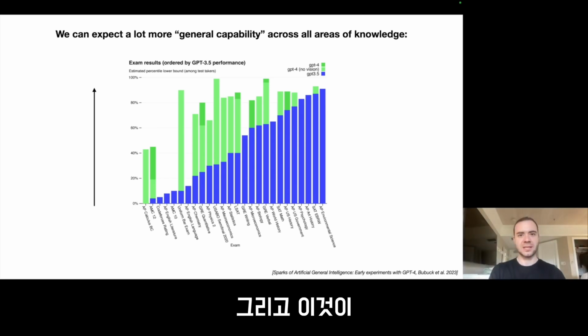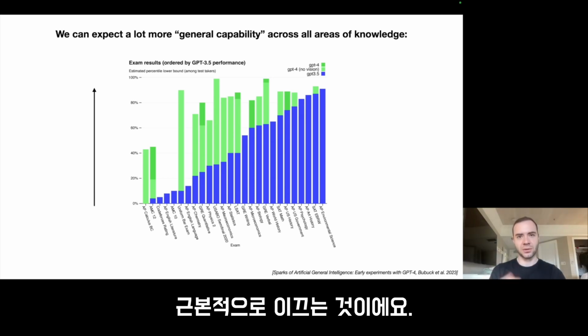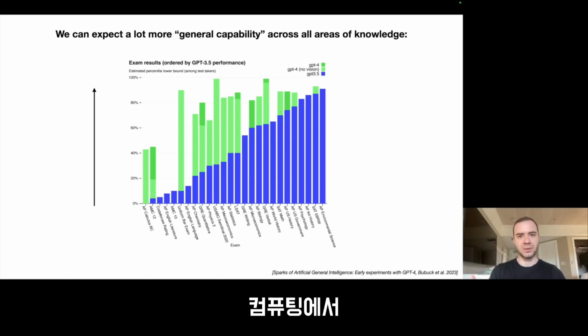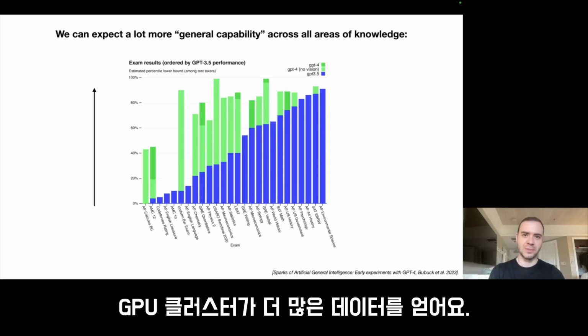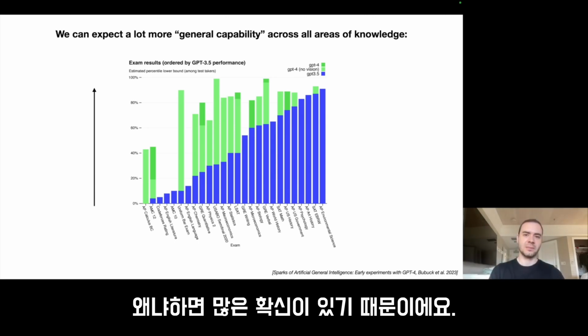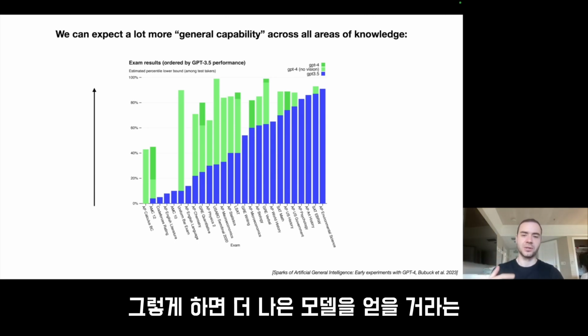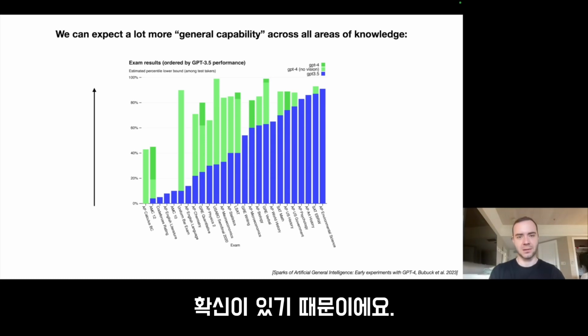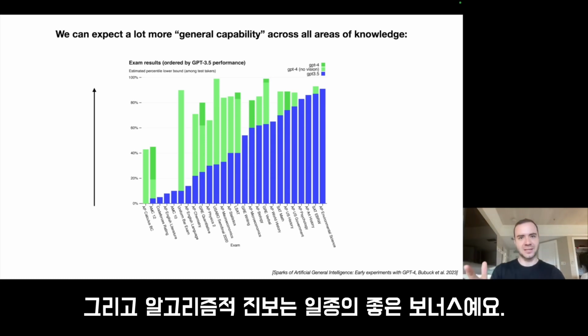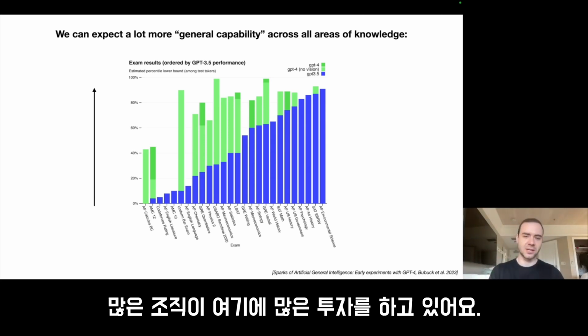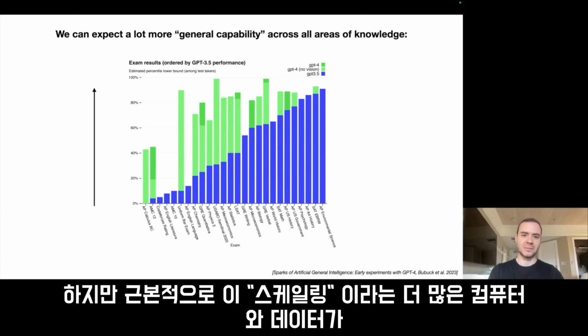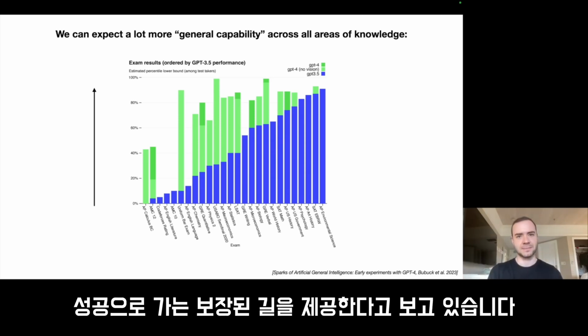And so this is what's fundamentally driving the gold rush that we see today in computing, where everyone's just trying to get a bigger GPU cluster, get a lot more data, because there's a lot of confidence that by doing that, you're going to obtain a better model. And algorithmic progress is kind of like a nice bonus, and a lot of these organizations invest a lot into it. But fundamentally, the scaling kind of offers one guaranteed path to success.